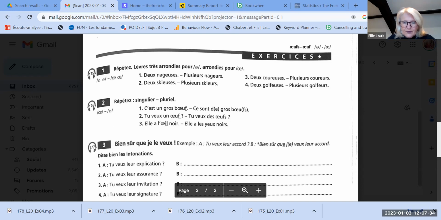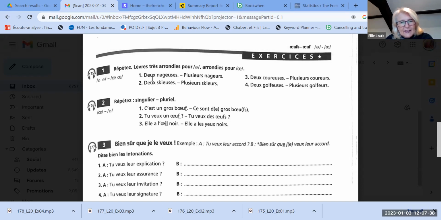Okay, so let's go back to that. So just have a go, just saying that first one to yourself again. And I'm just going to look at the people I can see. I'm going to look at your lips, how they're moving. So just the deux nageuses. And then the plusieurs nageurs. Good, good. Okay. Now we've got some more examples here.